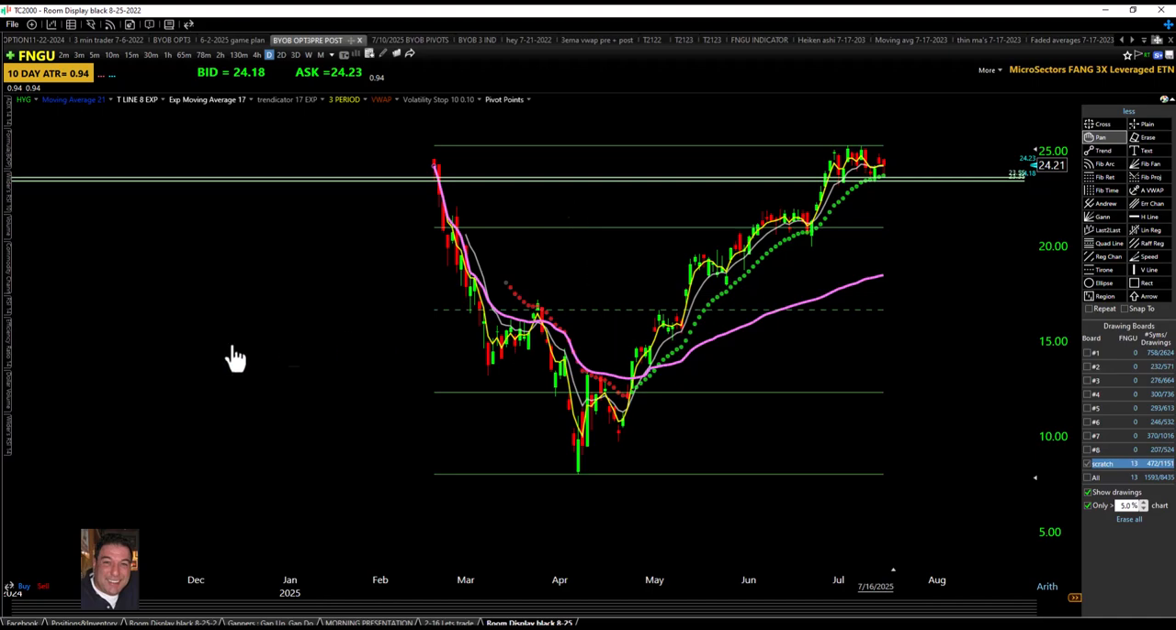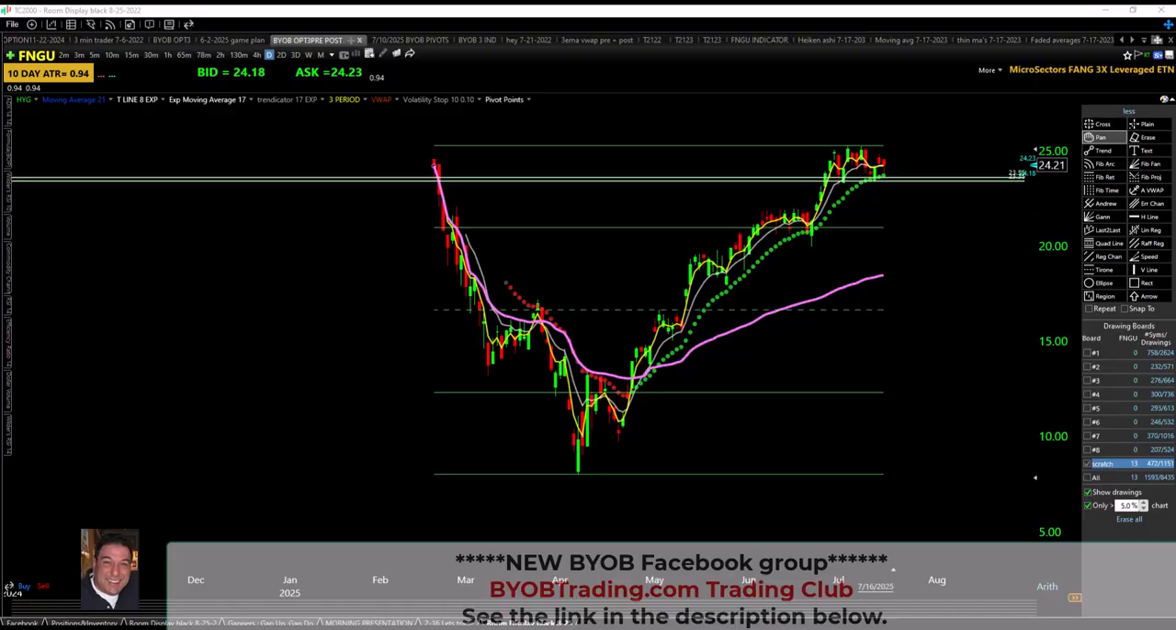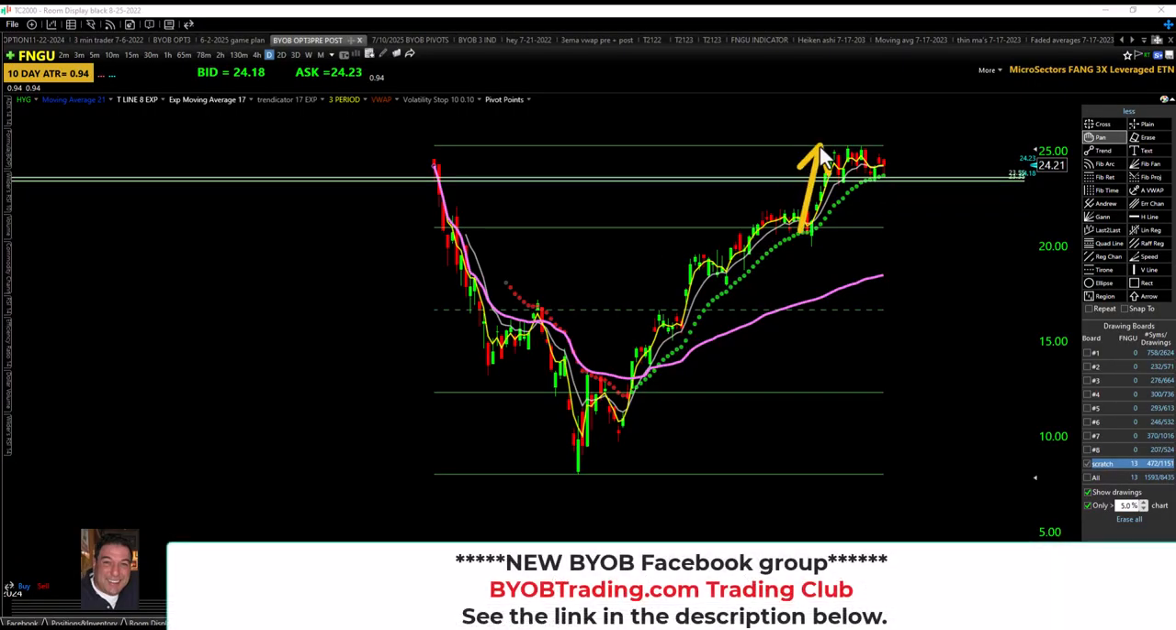Okay, look at FNGU. Again, another perfect example of moving up and holding that higher ground. See the move up, and then over. They're up and over, holding the higher ground up there at the top of quadrant 4. That's bullish. That is a bullish environment. That is a bullish behavior.